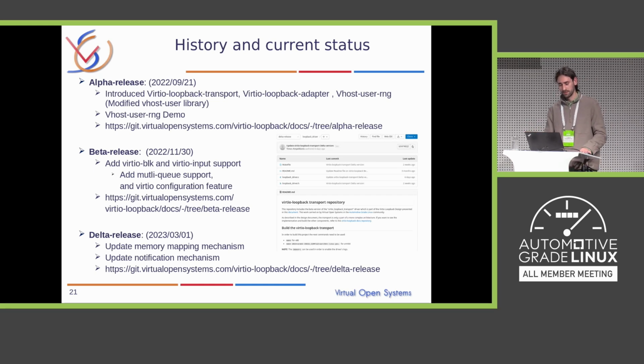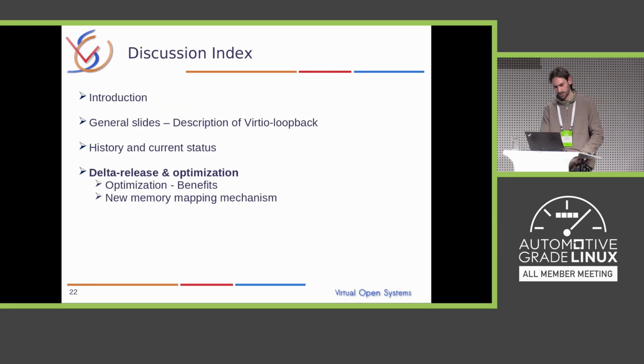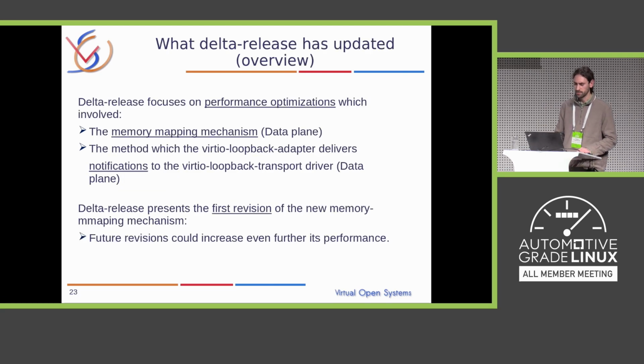The last step, where we are right now and still ongoing, is the Delta release. In the Delta release, we focus more on updating the memory mapping mechanism, which is what I presented to you before, the three-step process, and the notification mechanism. About the notification mechanism, it's not so interesting, so we're not going to focus so much on it right now. Let's see only the data-related stuff. So these optimizations, as we said, it's important to note that the benchmarks that we are going to see and the mechanism that I'm going to present to you are the first revision of this idea and design.